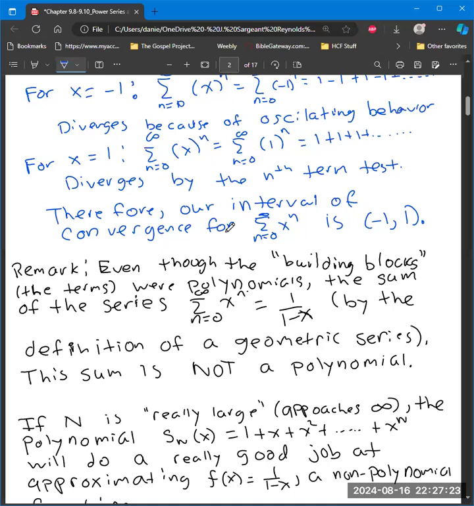Then we're going to test it for x equals 1, and that would be the summation from n equals 0 to infinity of x^n, which is equal to the summation from n equals 0 of 1^n, which is going to be 1 plus 1 plus 1 plus 1 all the way out, and that diverges by the nth term test because the limit here goes to infinity.